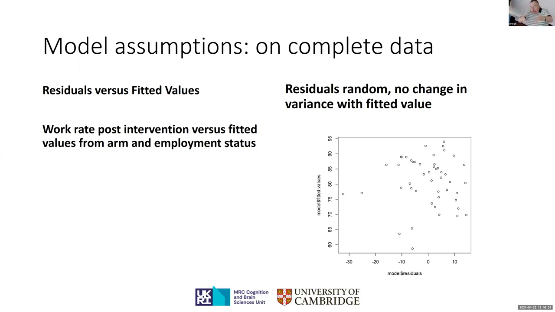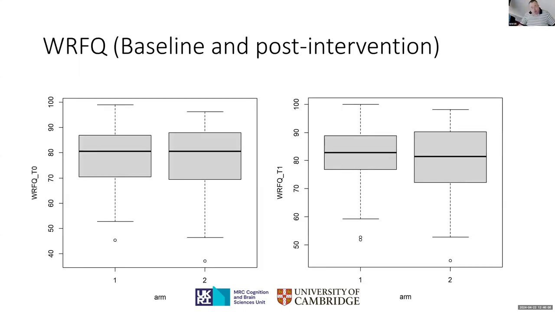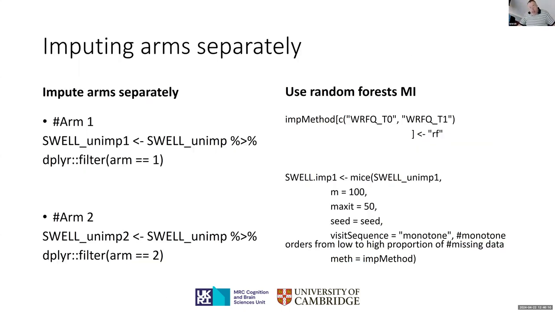So we can look at the data we've got. Usual assumptions: does it look normal? Do our box plot, does that look normal? Well, yes. Answer that, and then we can get into the imputation.